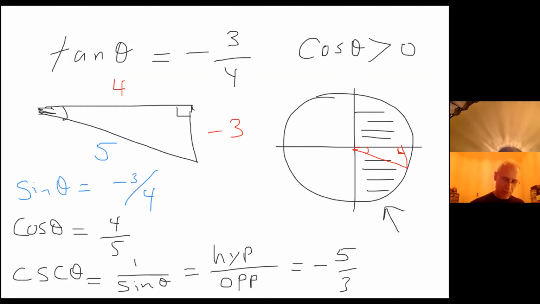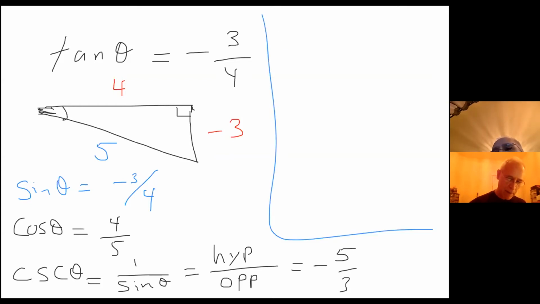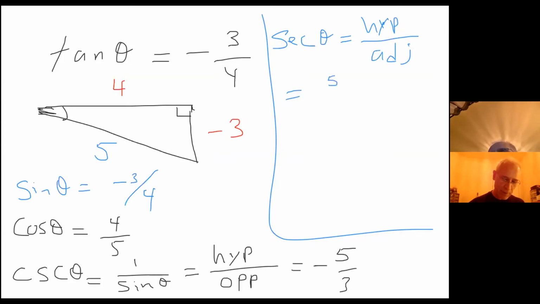What else do we need in this problem? Let's see, secant of theta. Secant of theta, which is 1/cosine, or you can think of it as hypotenuse over adjacent. So secant of theta equals 5/4.